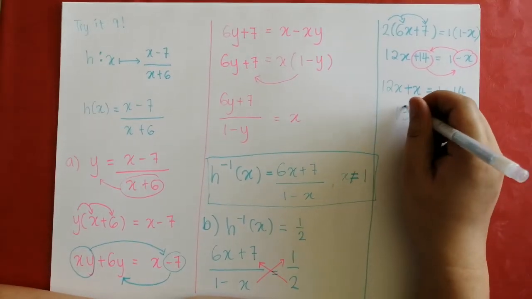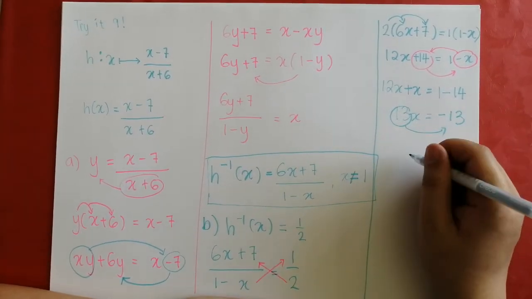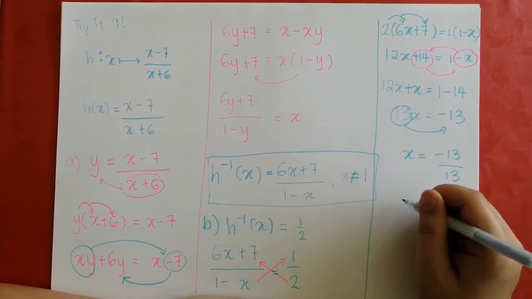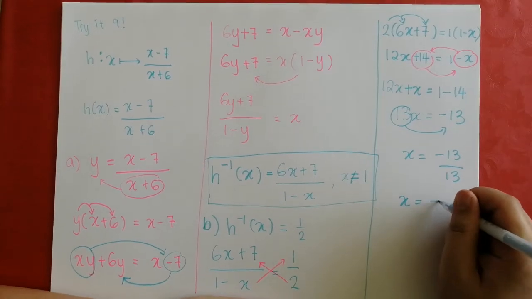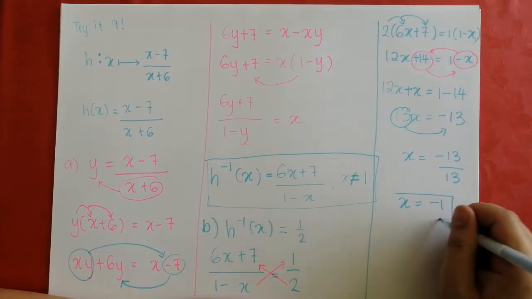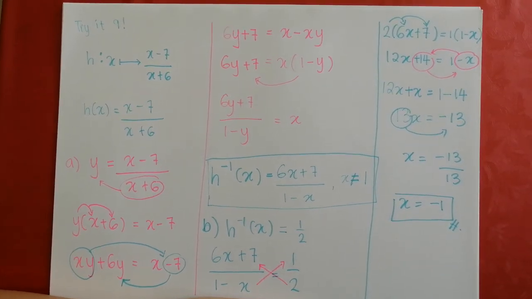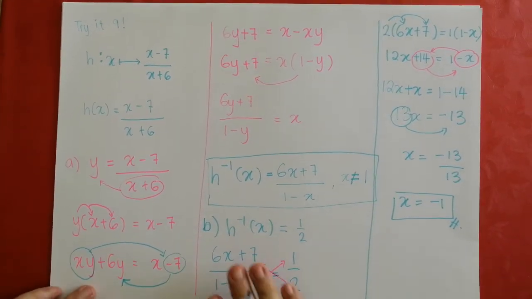So bring 13 to the other side, so x will be equal to negative 13 over 13. Therefore, x is equal to negative 1. So that will be your answer for part B. Okay, so let's move on to the next example.